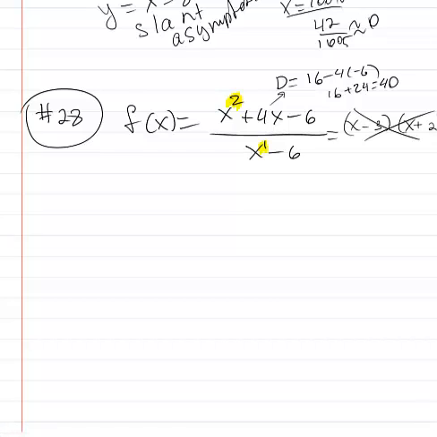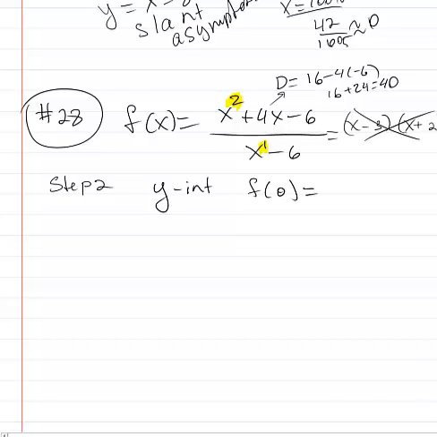So let's follow the steps. Let's start first with step 2, because step number 1 doesn't give us anything simplified. Let's go ahead and find the x and y-intercepts. Let's start first with the y-intercept. How do we find the y-intercept? This is the easiest one to find. Just substitute 0 and you get negative 6 divided by negative 6, which is 1.